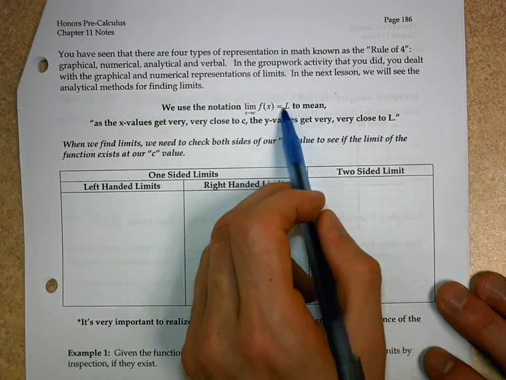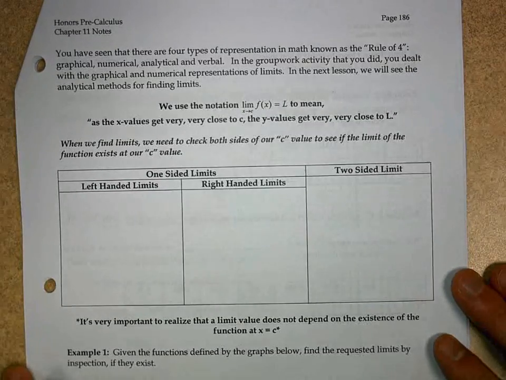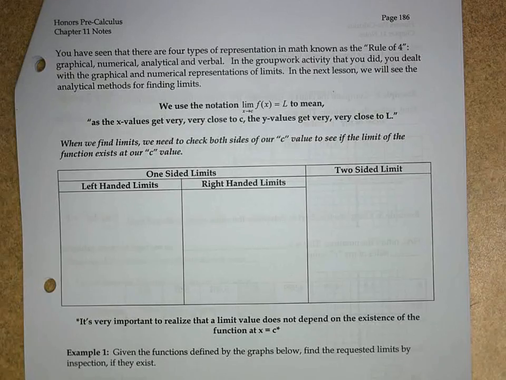So when we look at the L piece of the limit, we are looking at an output, or the y value. So the concept here is we are getting really, really close to this point of interest, which we call the c value. And when we get really, really close to the c value, what happens on the y-axis, or the output? It gets very, very close to this idea of L.